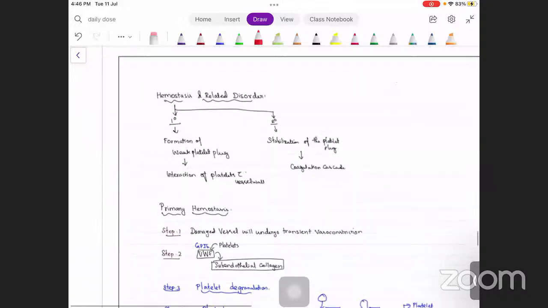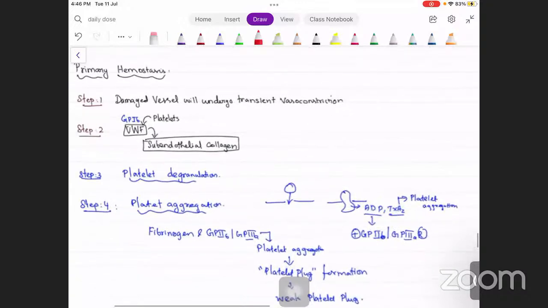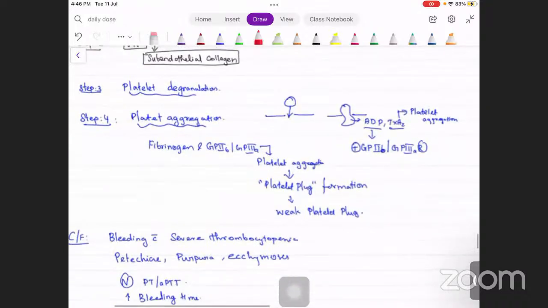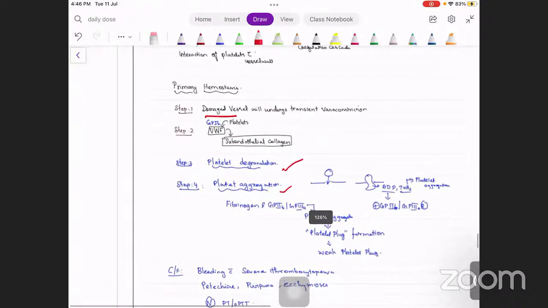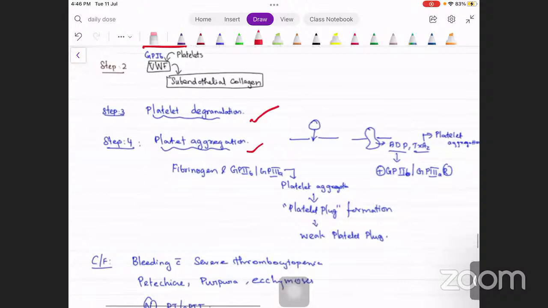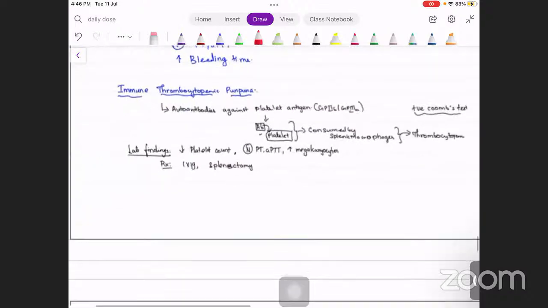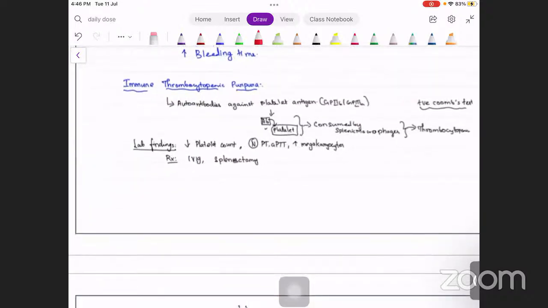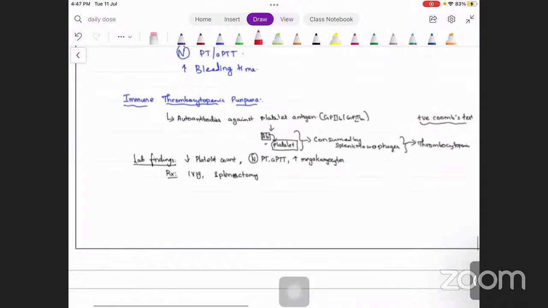Then hemostasis and related disorders. Primary hemostasis is due to the damaged vessel, where von Willebrand factor will bind with the subendothelial collagen. You see the platelet degranulation and platelet aggregation. So this is what primary hemostasis is maintaining. First area is your immune thrombocytopenic purpura. The first disease we are going to see is immune thrombocytopenic purpura.